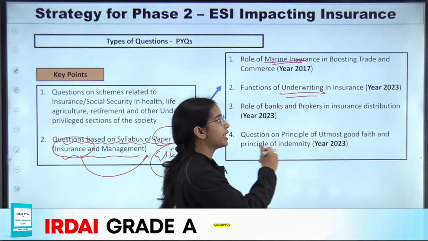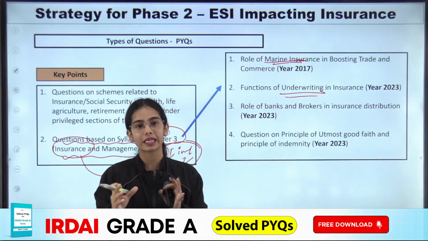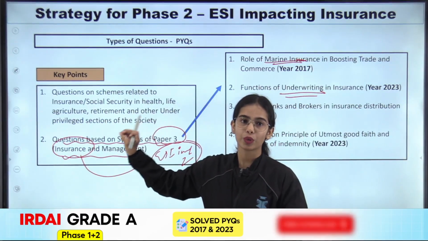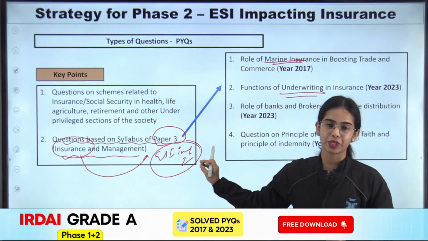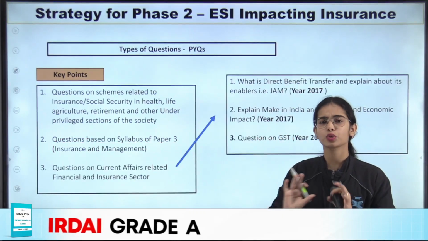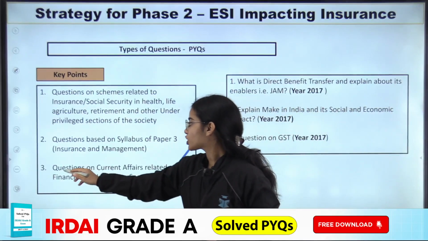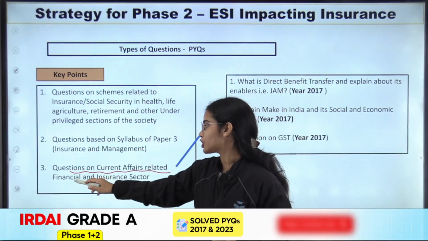So in both 2017 and 2023, we have seen that there were questions based on the syllabus of Paper 3 in ESI impacting insurance. So do not be surprised. Okay, questions on current affairs related to the financial and insurance sector.